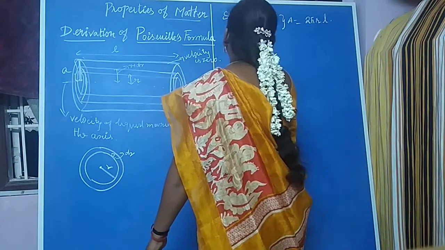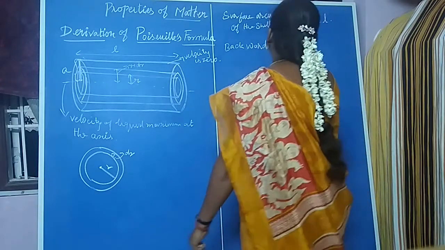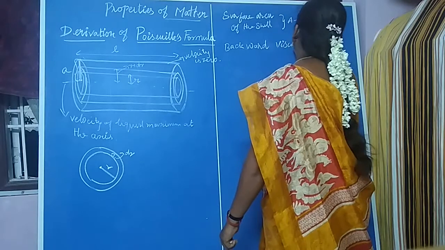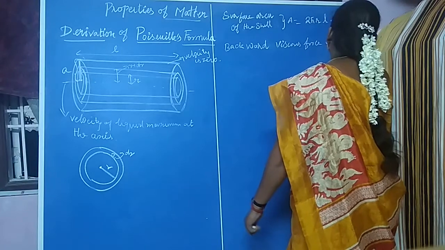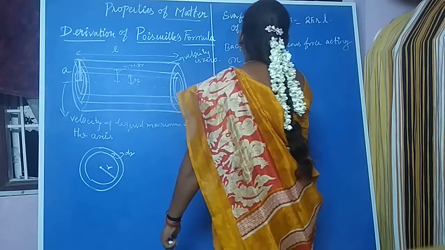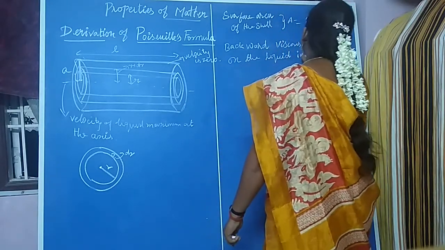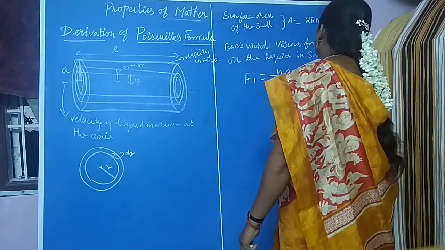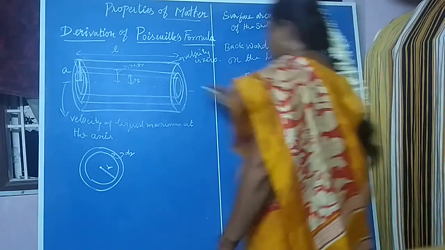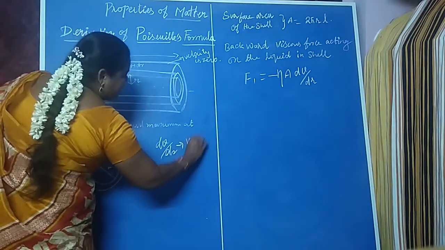Now the backward viscous force acting on the liquid in the shell, we take as F1, which is equal to minus eta A dV by dr. Here dV by dr is the velocity gradient.